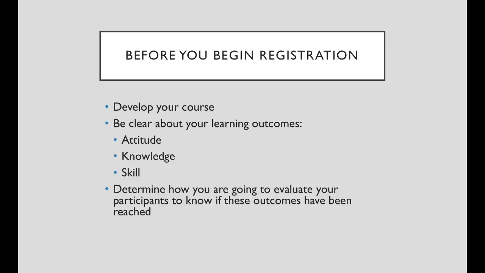So I'm assuming at this point you have already developed your course. You're very clear about your audience and your learning outcomes. You'll notice we think of outcomes in the areas of attitudes or character, knowledge and skill. And you've also thought through how you're going to evaluate your students to know whether they've reached that particular set of outcomes that you have for the course. So assuming that that's all done, we can get on with the process of registering the course.